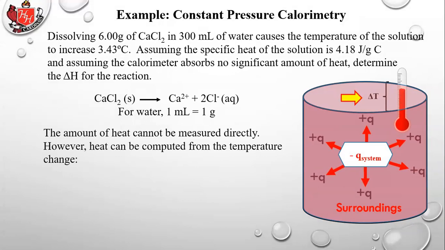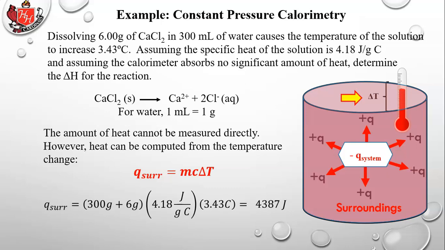So the amount of heat cannot be measured directly. However, heat can be computed from the temperature change. So again, we have the temperature going up. So Q of the surroundings equals mc delta T, and we have those numbers up above. So be sure you understand how these numbers are applied here. So the mass is the water, which we said 1 milliliter of water equals 1 gram. So 300 milliliters is 300 grams of water.